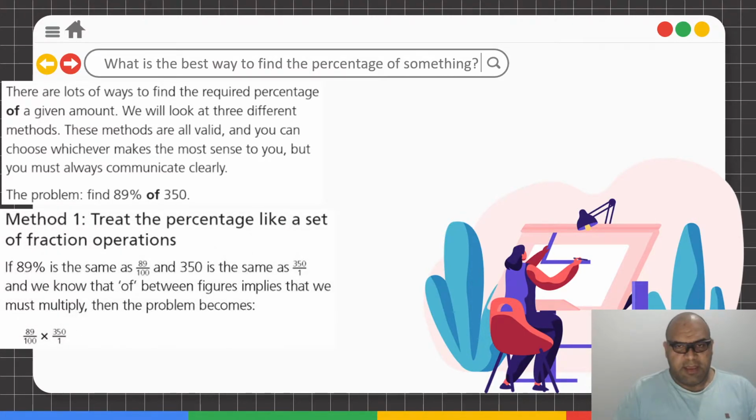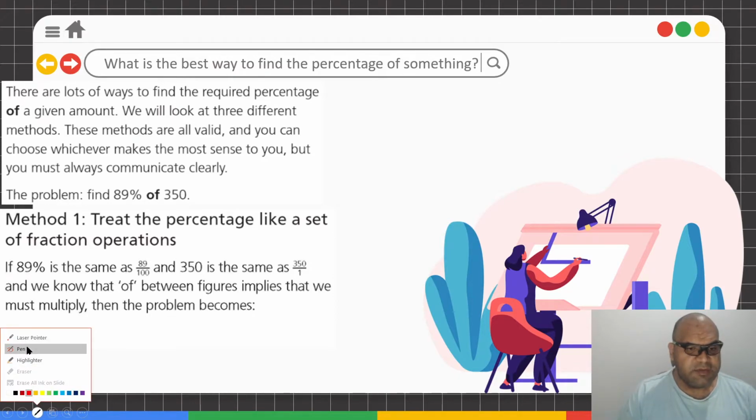Method number 1. Okay, guys, write down in your journal this name. Method number 1 is treat the percentage like a set of fraction operations. The name of this method is fraction operation. If 89% is the same as 89 over 100 and 350 is the same as 350 over 1, we just multiply, and we know the word "of" means multiplication. 89 over 100 times 350 over 1.